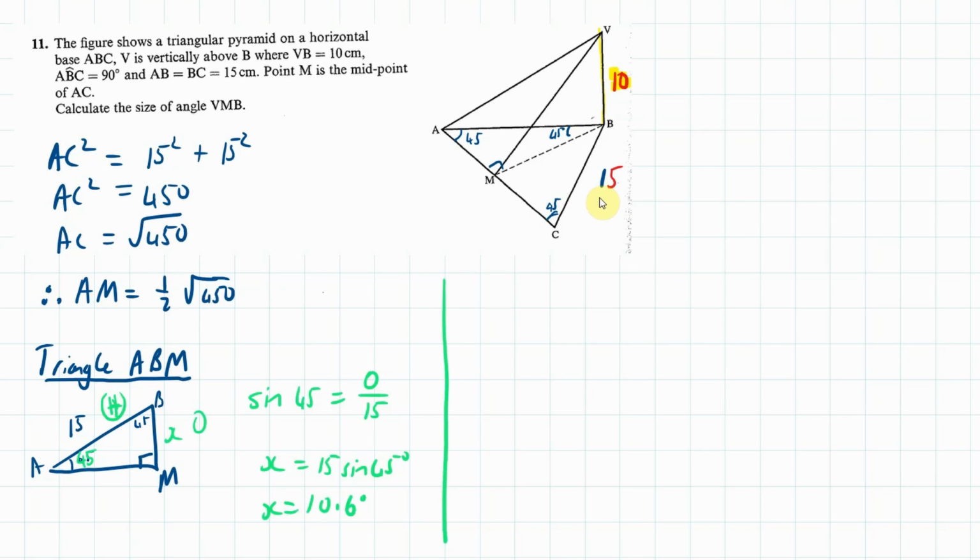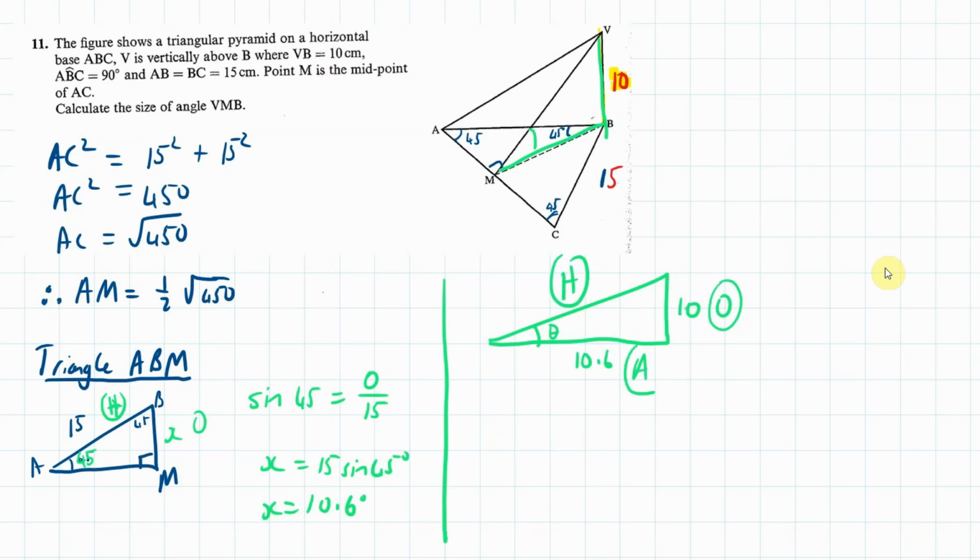Now, we come to the last step. We now know this. We know this, and we want to know this. So let's draw up that triangle. This is the angle that we want to know. We know that this is 10, and we've just found this to be 10.6 something. So label the triangle. Okay, what are we doing here? This is our hypotenuse, this is our opposite, and this is our adjacent. So you can see we're using O and A, so it's tan.